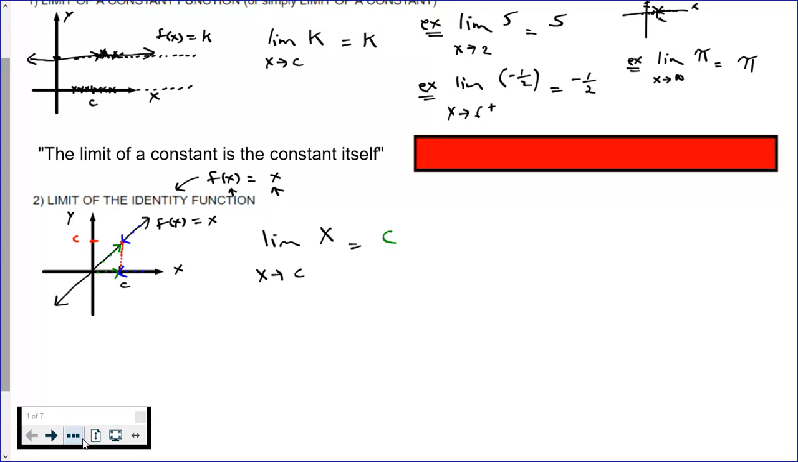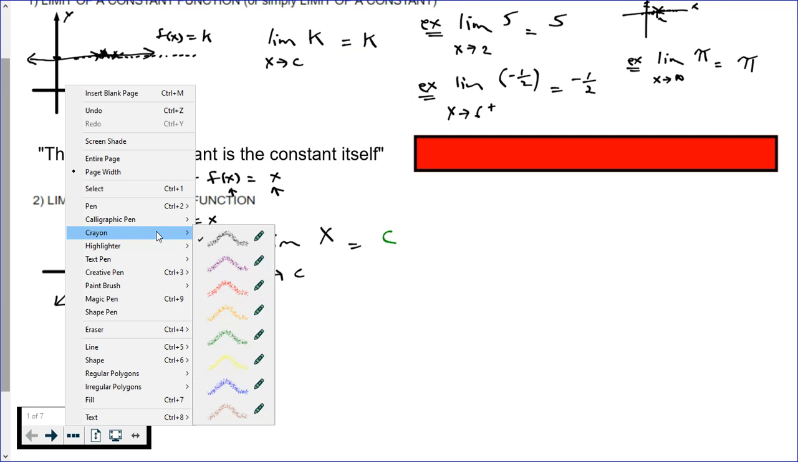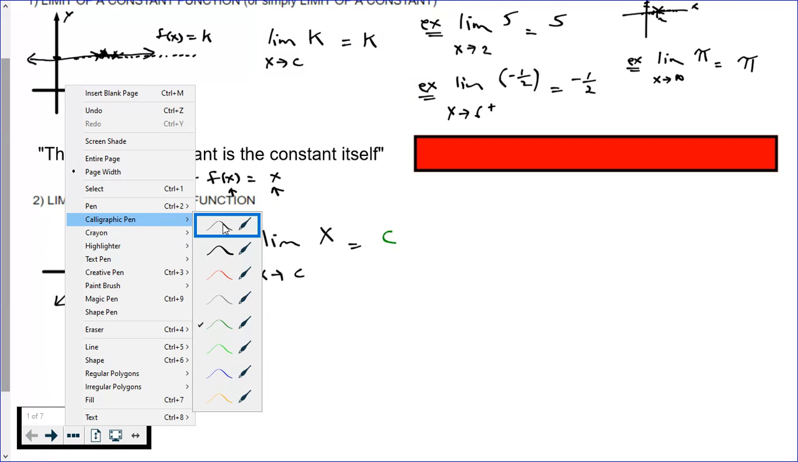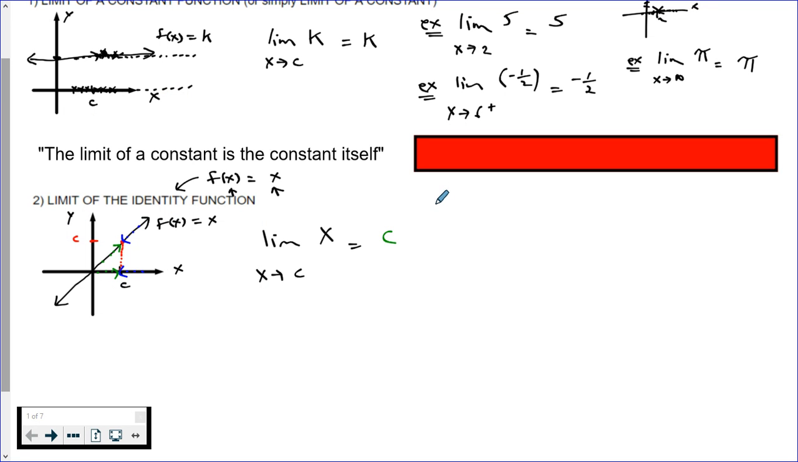Some teachers refer to that as you're just substituting the c in for x, and you actually can refer to it that way, and we'll get more into that as we do some more limit problems. So again, let's just look at some cheese ball examples that drive this home. If I have the limit of x as x goes to 10, that's just going to be 10, right? You can graph it out and see if you want.